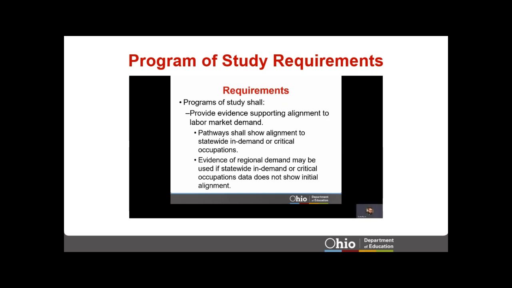The final quality element requires programs of study to provide evidence supporting alignment to labor market demand. Pathways shall show alignment to statewide in-demand or critical occupations, or districts may provide evidence of regional demand if statewide in-demand or critical occupation data does not show initial alignment.